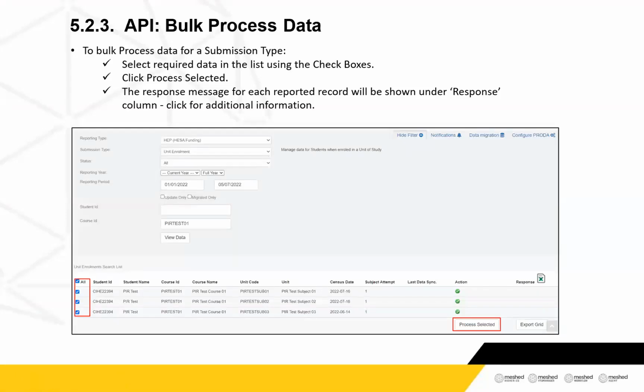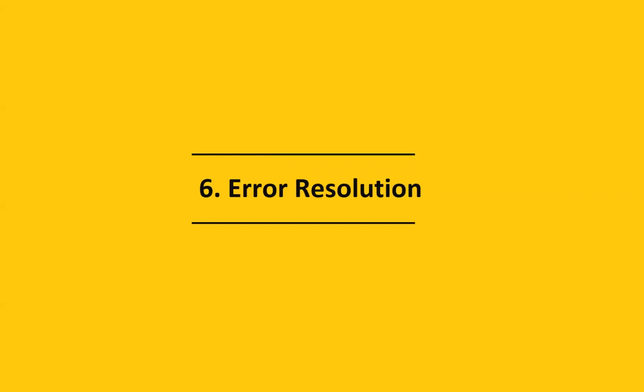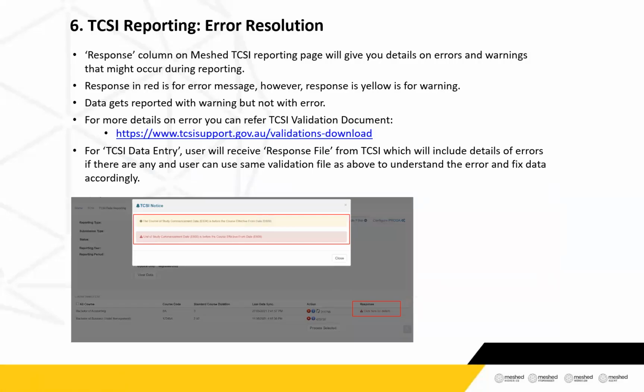Okay, now that was all about how you can use the Mesh TCSI feature to do your reporting, whether you're HESA funded or non-HESA funded. Now let's have a quick look at error resolution. So if you're using that API feature, most of the time if you're receiving an error, you get to see that error through that click for the response message. Okay, if an error is in a red message, that means that's the error.